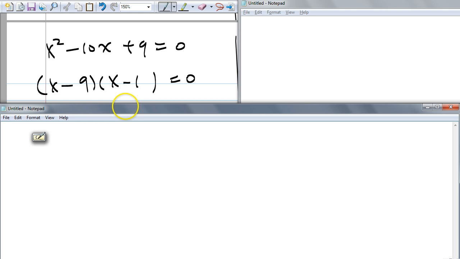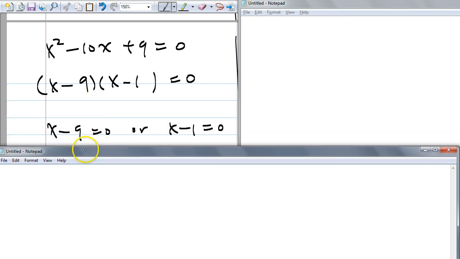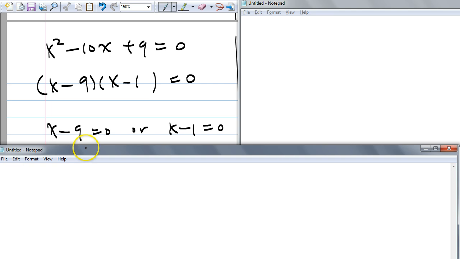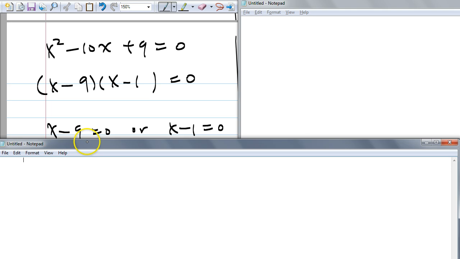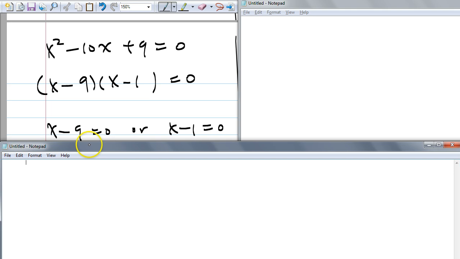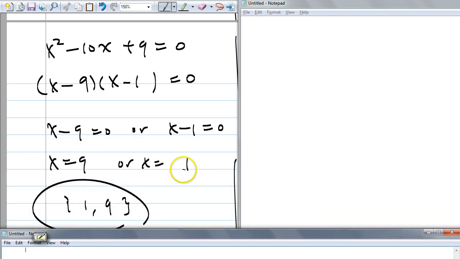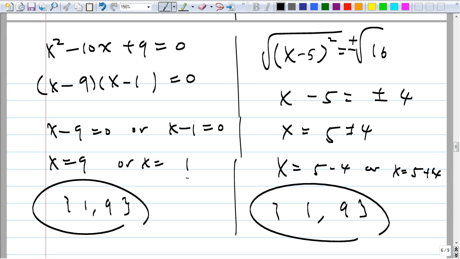That's right. And it's easy because the leading coefficient is 1. It's 1x squared. So this is only true when x minus 1 equals 0 or x minus 9 equals 0. Remember the zero product property? So what are the two solutions you get? 1 and 9. Isn't that what we had before? Yeah, we get the same answer.